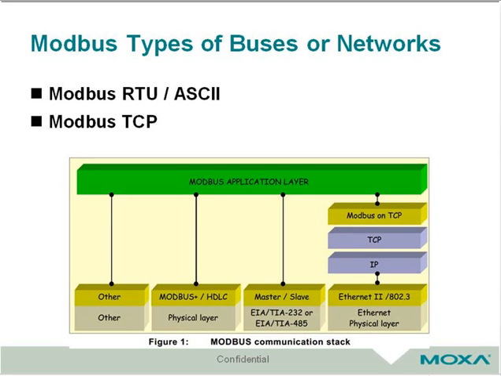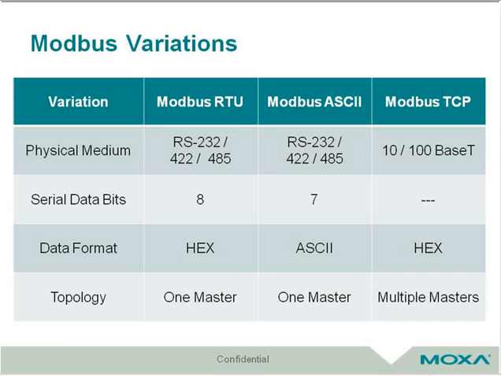Based on different physical media, Modbus has different variations. In this course, we will focus on Modbus RTU, ASCII, and Modbus TCP. This is a comparison sheet of those variations. The major difference between Modbus RTU and Modbus ASCII is the data format. Modbus RTU uses hex code and Modbus ASCII uses ASCII code. And the key feature of Modbus TCP is that it supports multiple masters, while Modbus RTU or ASCII only supports one master.